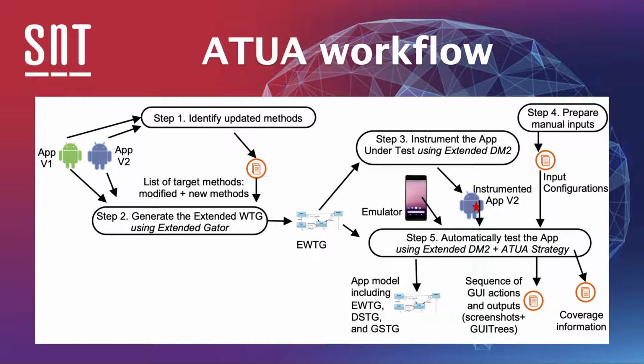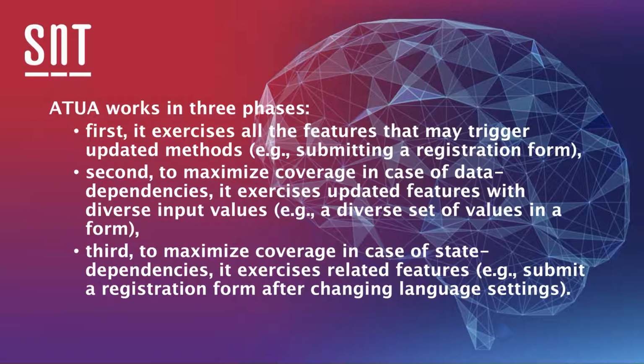ATUA test algorithm. In ATUA, to address the complexity of apps, testing is performed incrementally by focusing first on objectives that are easier to achieve. ATUA works in 3 phases. First, it exercises all the features that may trigger updated methods.